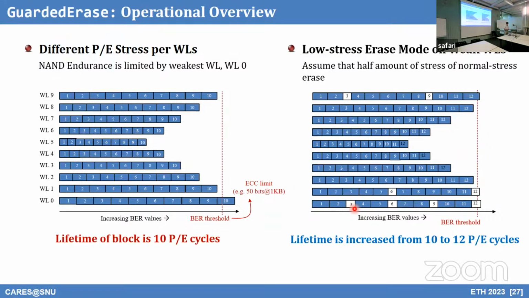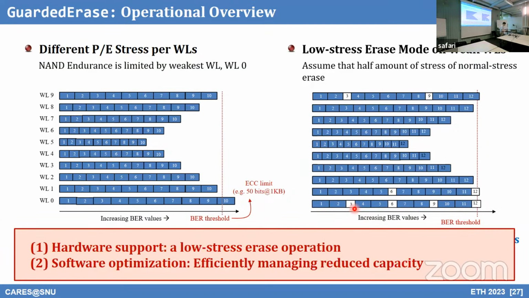So what we did was we developed an intelligent way of managing WAF, write amplification factor damage, versus lifetime increase. All these things are managed by the FTL. Okay, so that's the key idea of this approach. Any questions on this proposal?